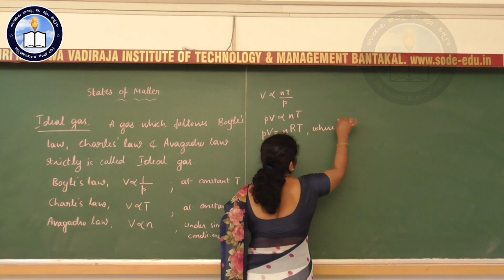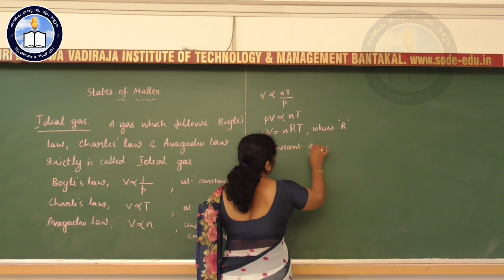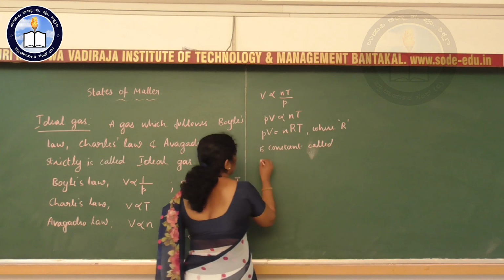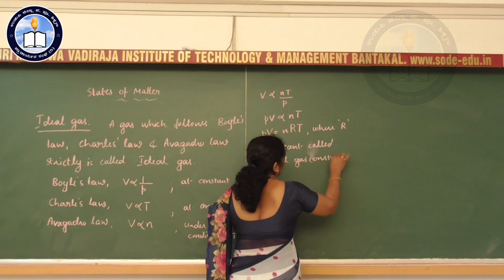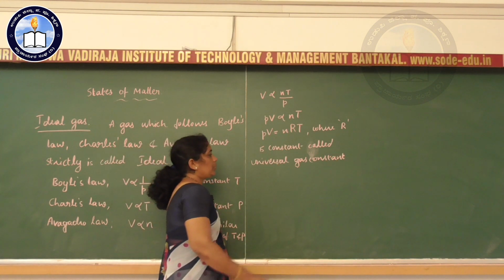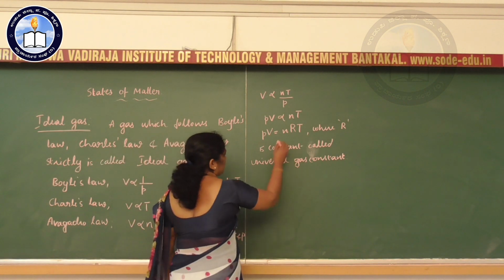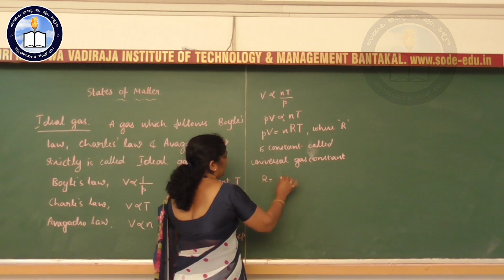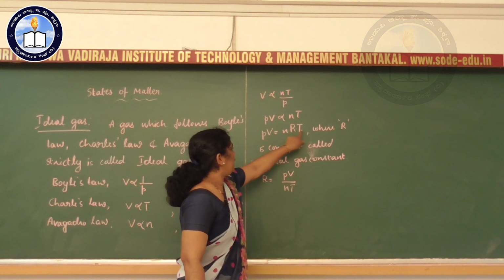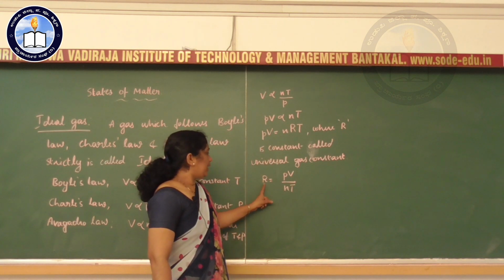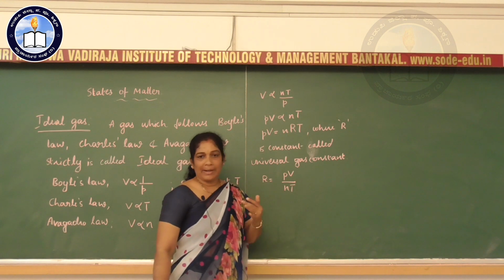where R is a constant called the universal gas constant. What about its unit? Its unit depends on, if you write R as PV divided by nT, R is equal to PV divided by nT. The unit of R depends on the units of pressure, volume and temperature. n is anyhow the number of moles.